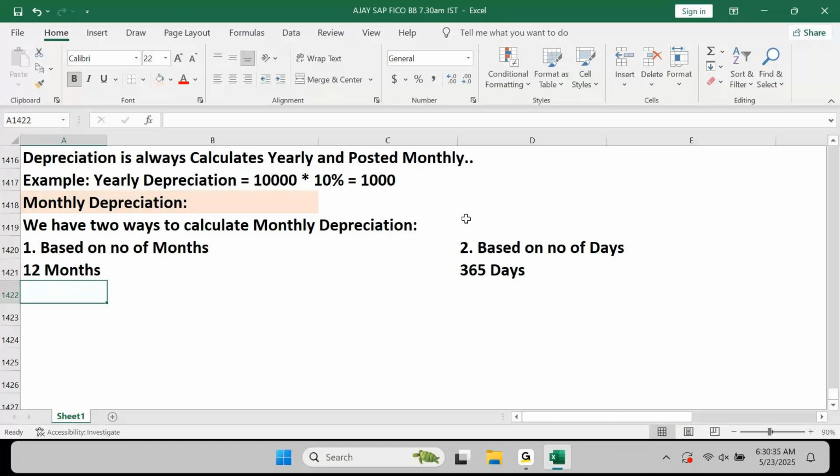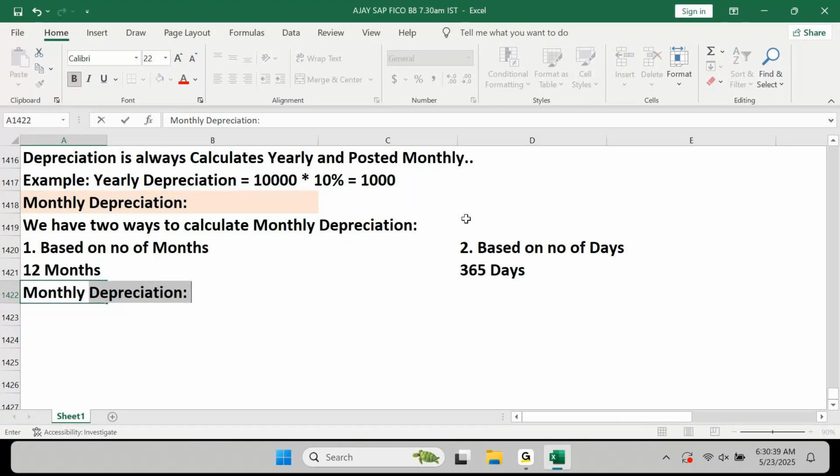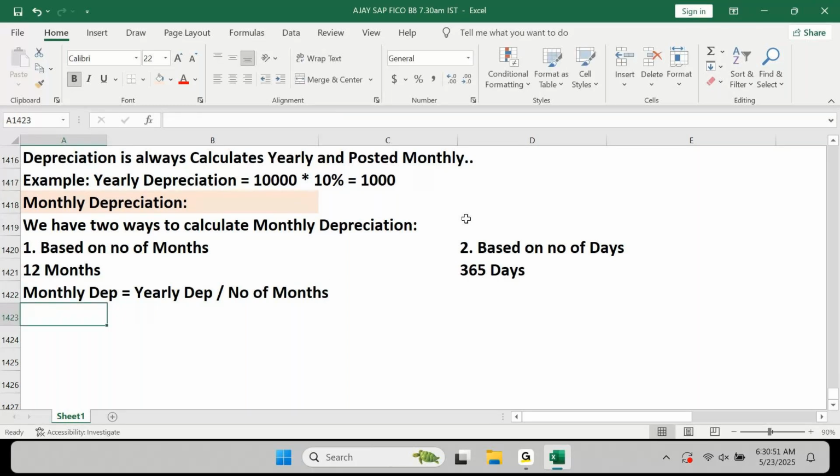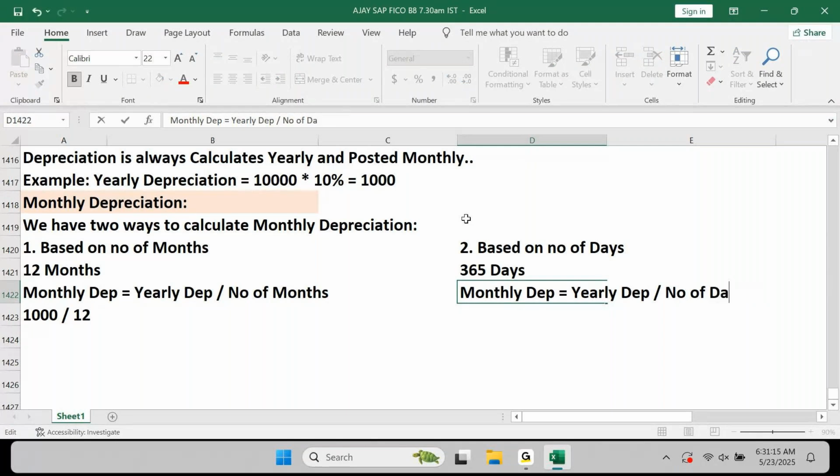Now what I will do, monthly depreciation is equal to yearly depreciation divided by number of months. In short, yearly depreciation is 1,000 divided by 12 months. And here, yearly depreciation divided by number of days into monthly days. For example, 1,000 divided by 365 multiplied by your specific month's days.